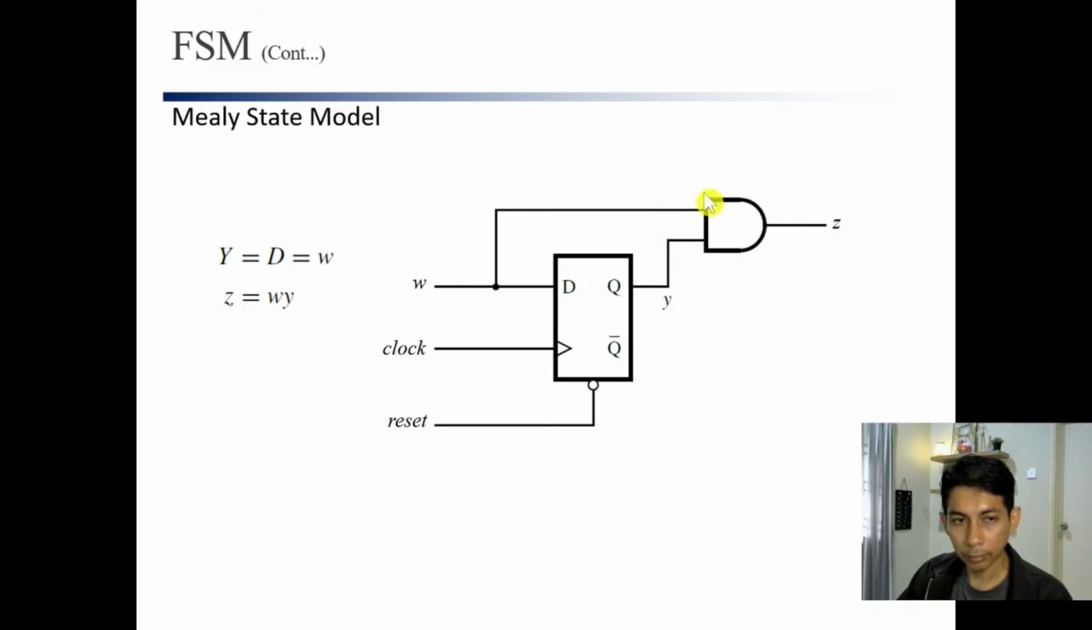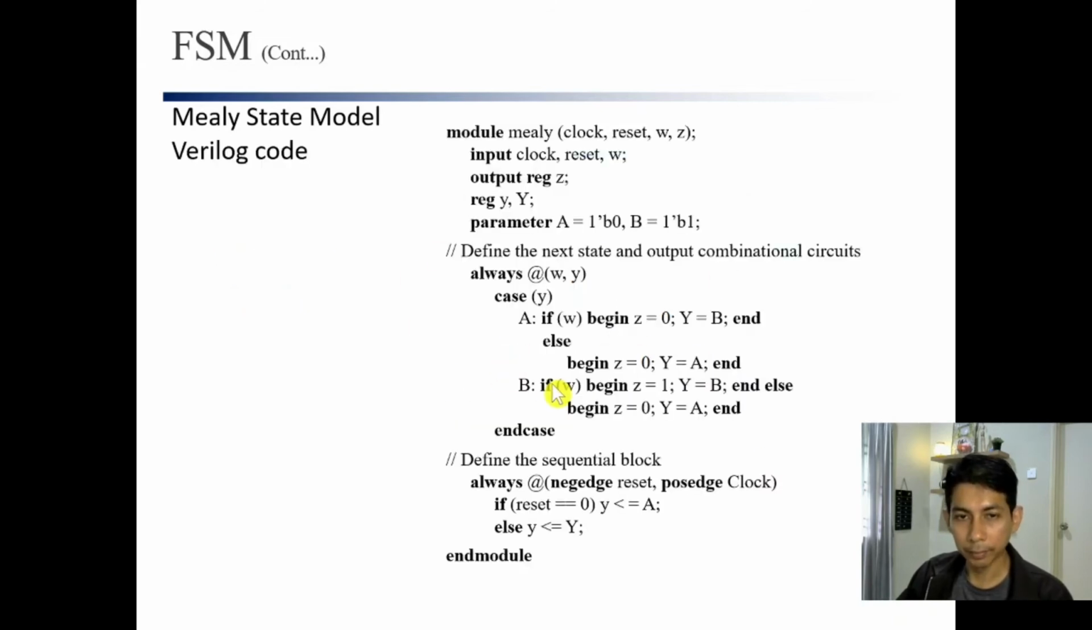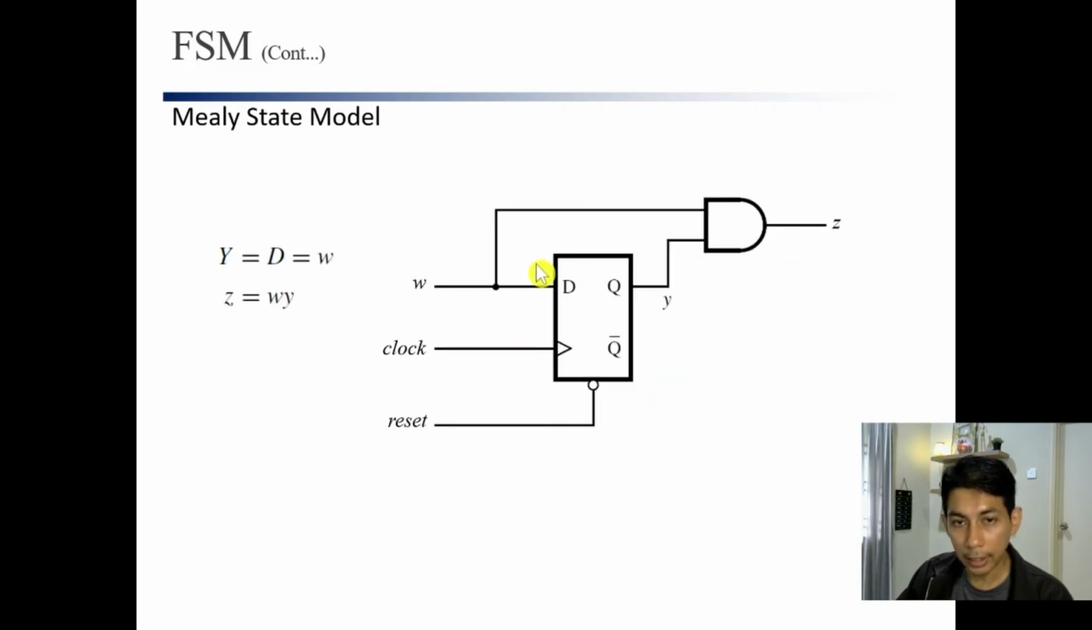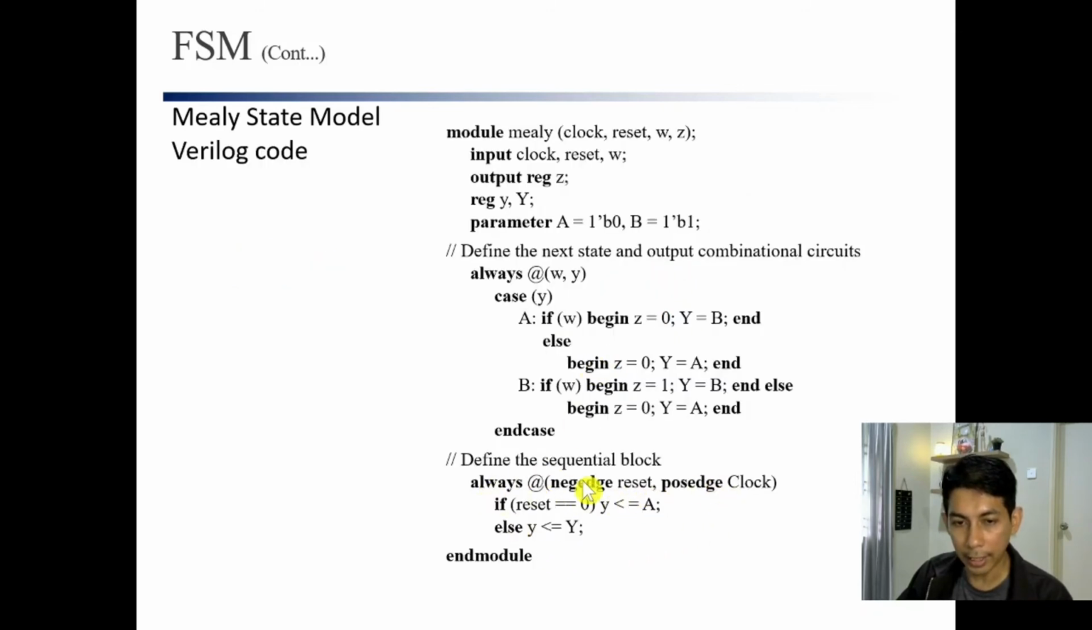All right, so this is the Mealy state model or state machine, and the Verilog code is pretty much the same. But now you have only two states, A and B. Defining the sequential circuit is pretty much the same. The only difference is that our y is now 1 bit instead of 2 bits. The code is the same, only the size of y is now 1 bit.